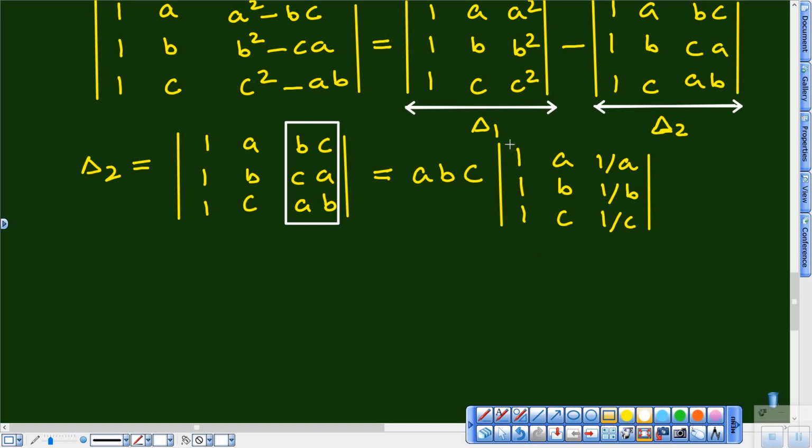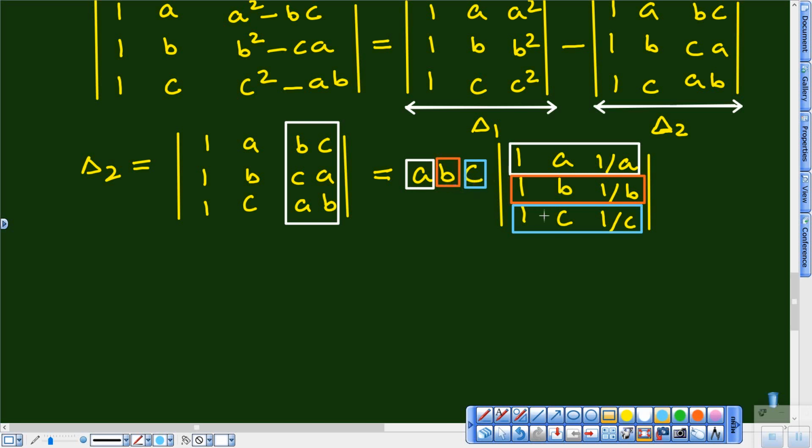That is, in row 1, I am going to multiply A. In row 2, I am going to multiply B. And in row 3, I am going to multiply C separately. A I am going to multiply in row 1, B in row 2, sorry, and C I am going to multiply in row 3.